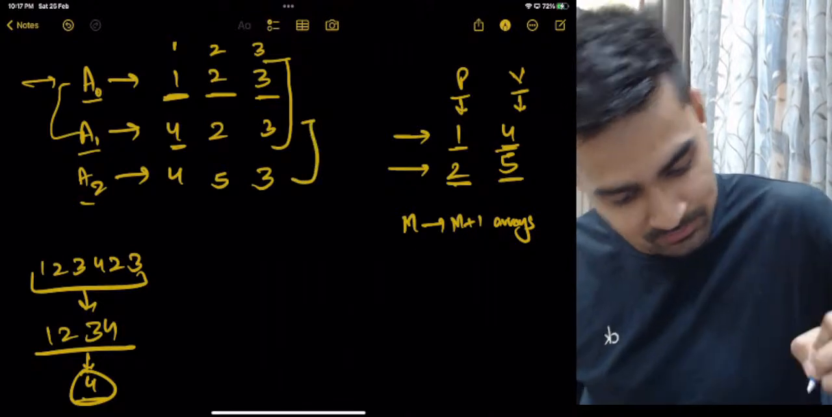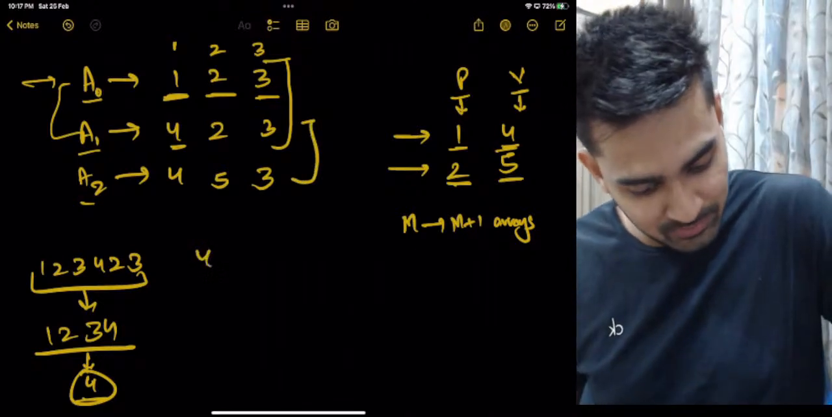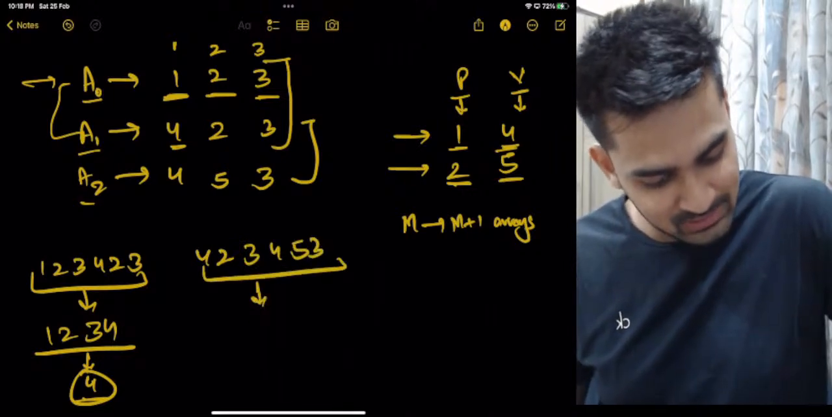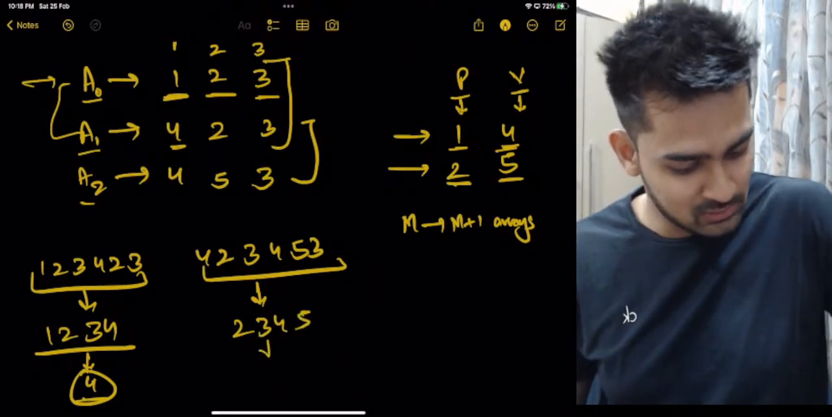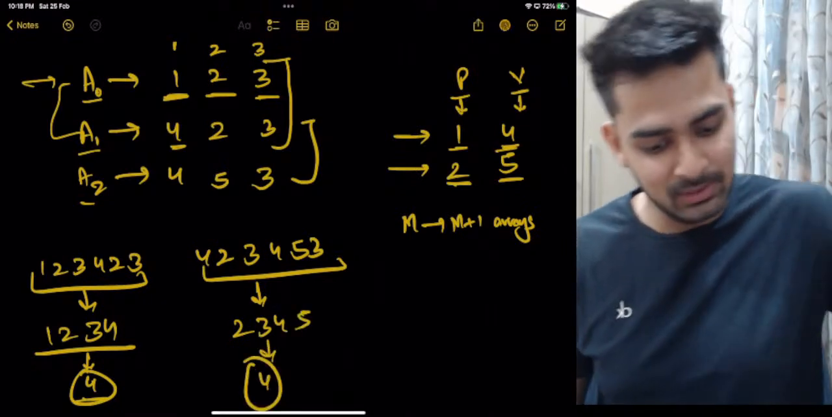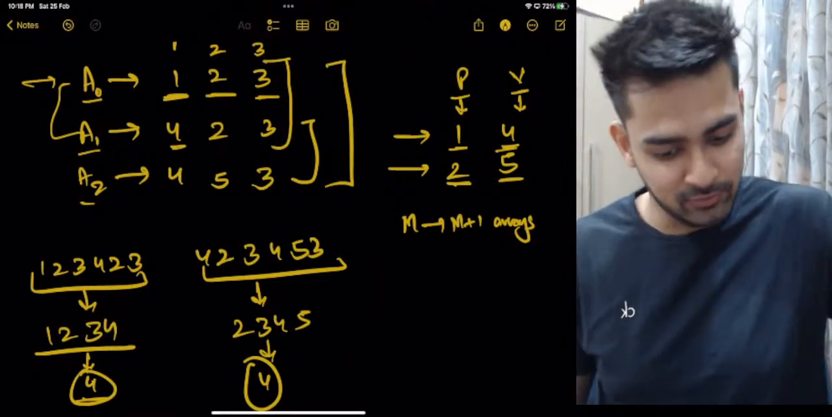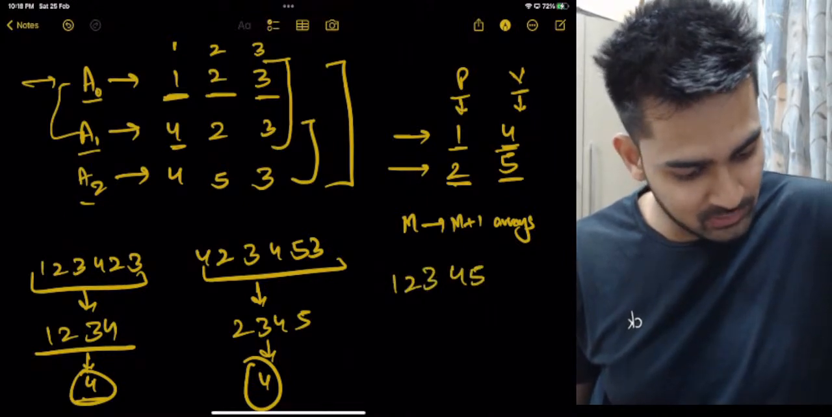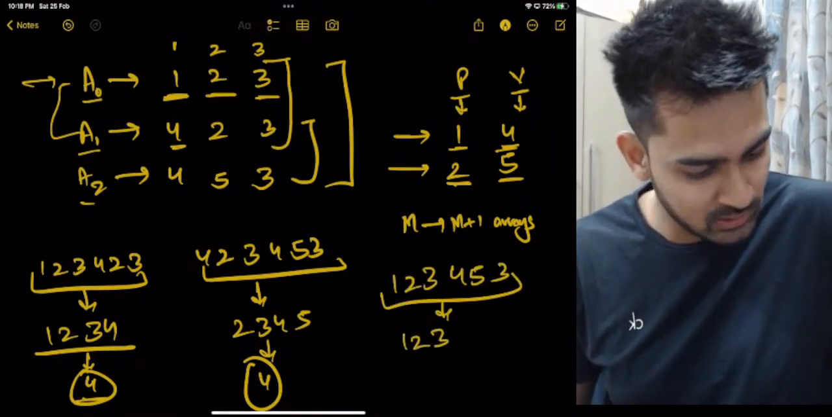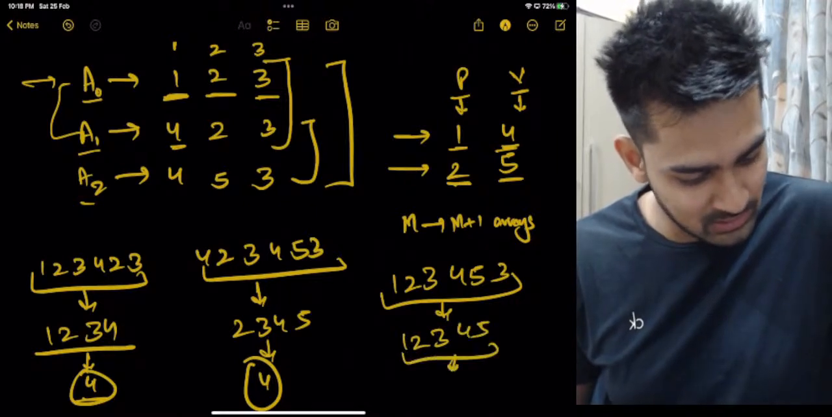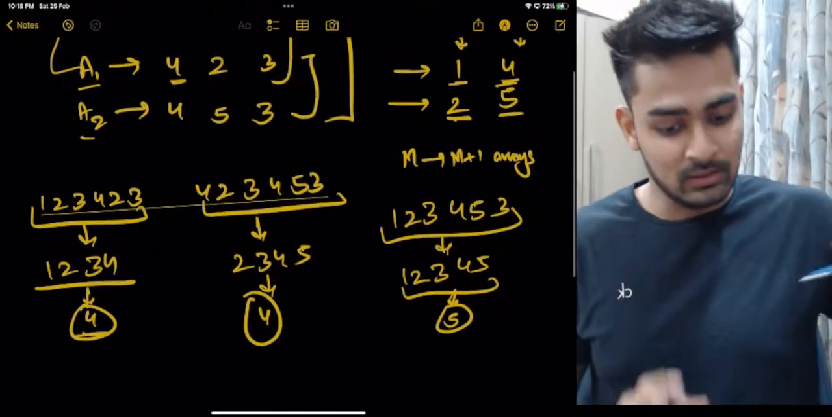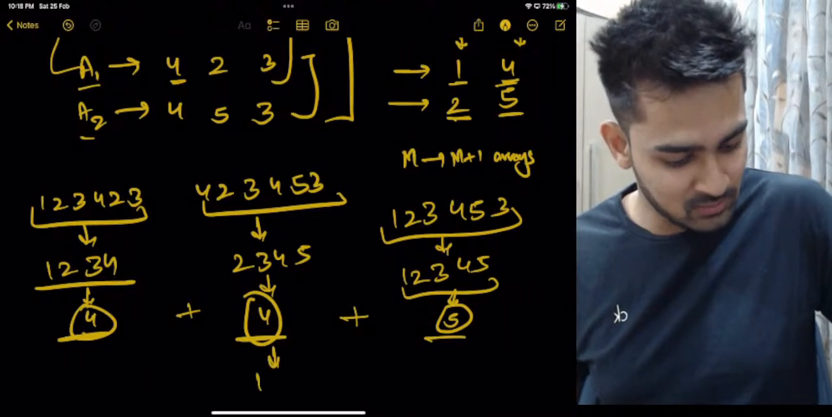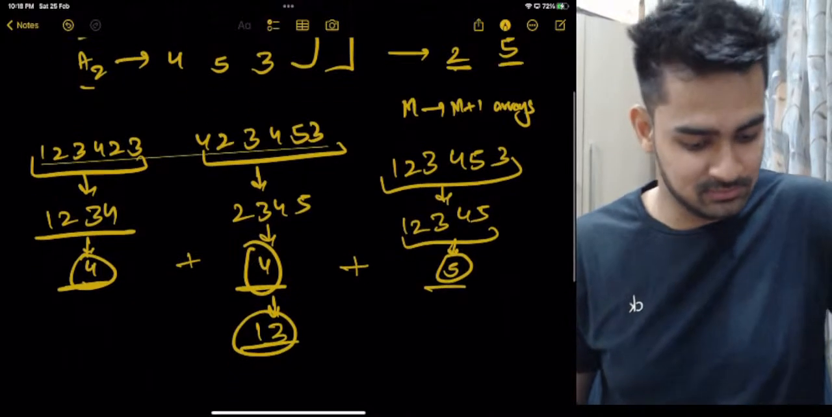Similarly, if I take this pair, the values will be 2, 4, 2, 3, and 4, 5, 3. Again, if I find the distinct values, they are 2, 3, 4, and 5. So 4 different values. Similarly, one pair could be this one, and the distinct values in this are 1, 2, 3, 4, 5. So in total there are 5 values. We need to find the sum of these: 4 plus 4 plus 5, which makes 13. So 13 is the answer.